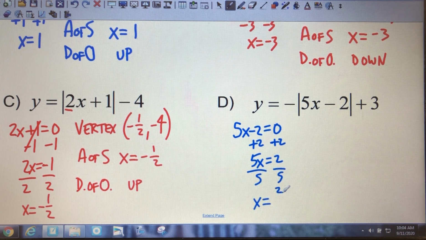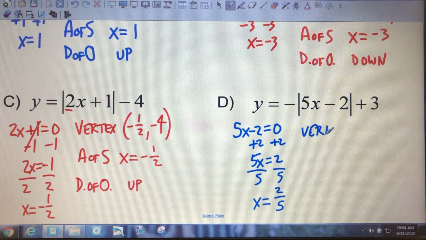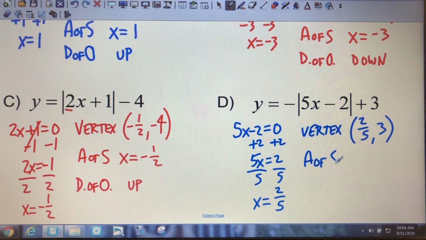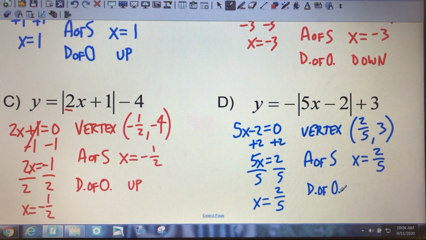So this would actually go to the right 2/5. So that's why it's getting a little more challenging in this unit. So we go to the right 2/5 and then up 3. So that's your key point, that's your vertex. The axis of symmetry, that's what goes right down the middle of your graph again. X equals 2/5. And your direction of opening, this time it opens down because it would flip or reflect the x-axis because of that minus sign in front.